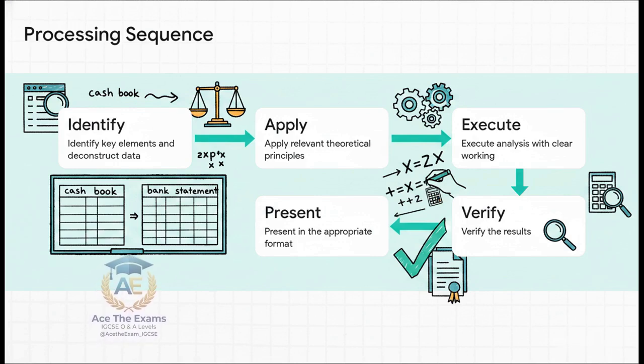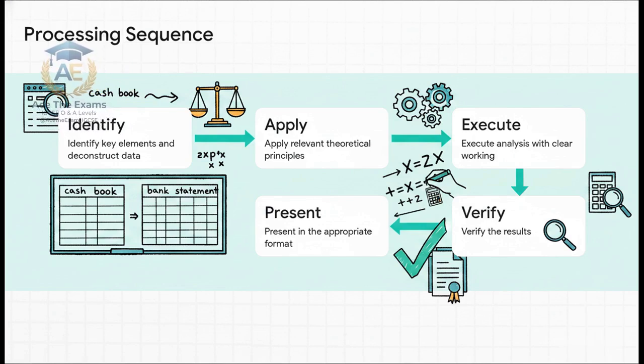This is your ultimate blueprint for the method mark strategy, proving that examiners award heavy marks just for showing this rigorous process. Step 1. Identify and deconstruct the data. This is where you deploy the 3-step question scan. Use your highlighter to separate cash book updates from bank statement timing differences.